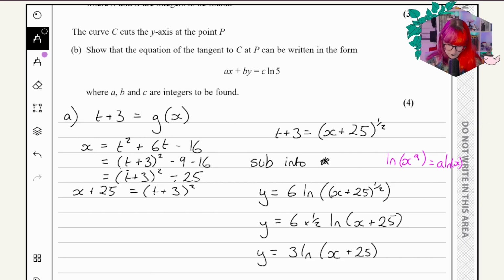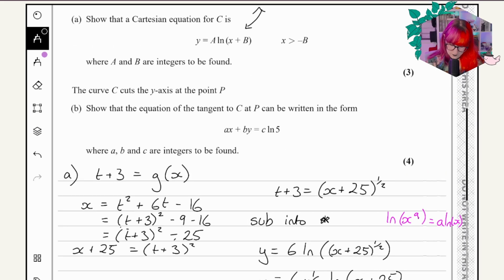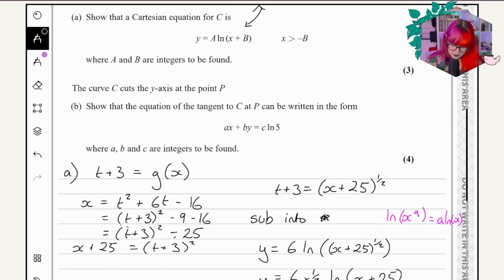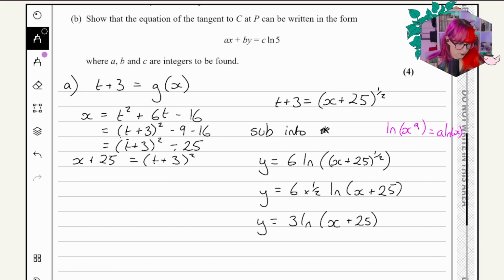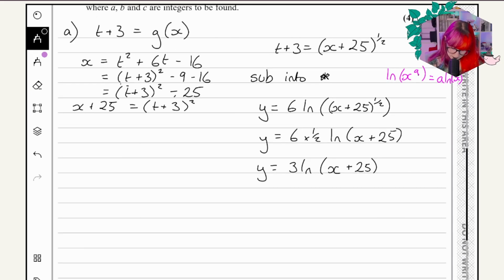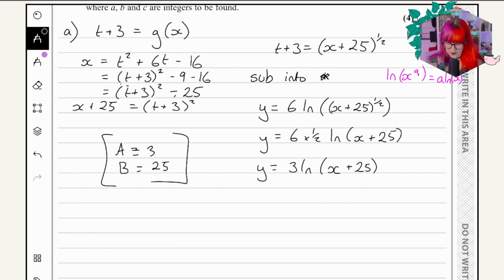Okay, so that is in the form here. We can be even more pedantic if we really wanted to and say that a is equal to 3, b is 25. But the expression they've asked for is y is 3 ln of x plus 25, so we should be all right with that.